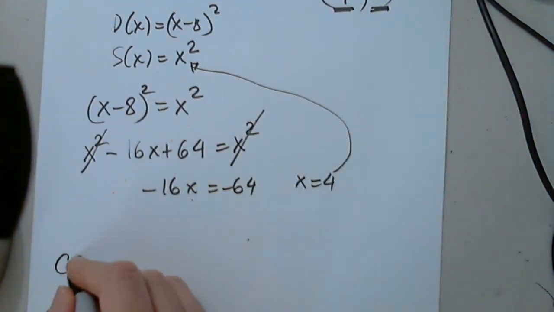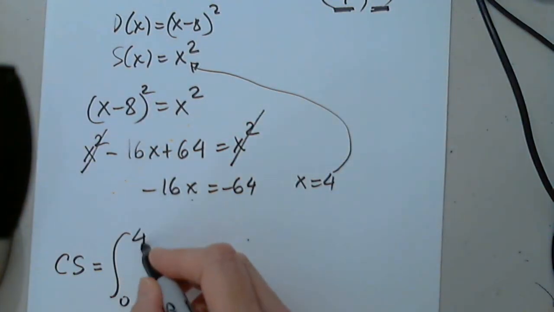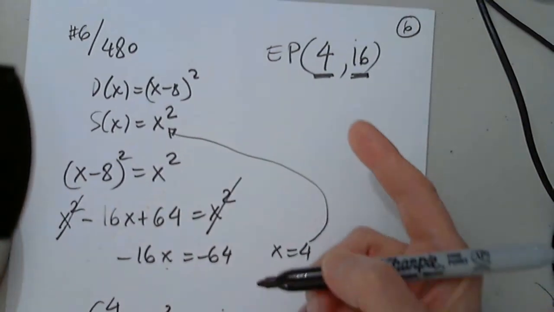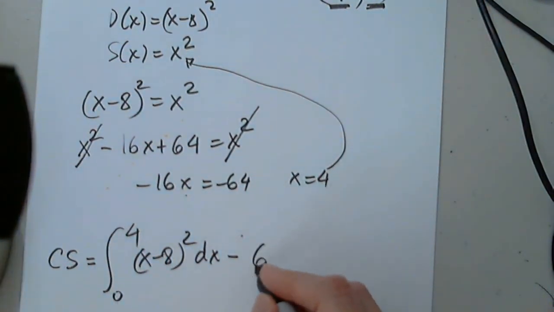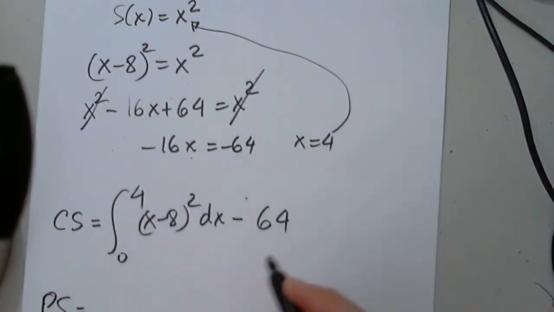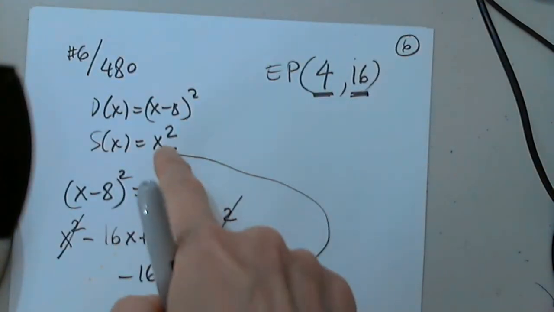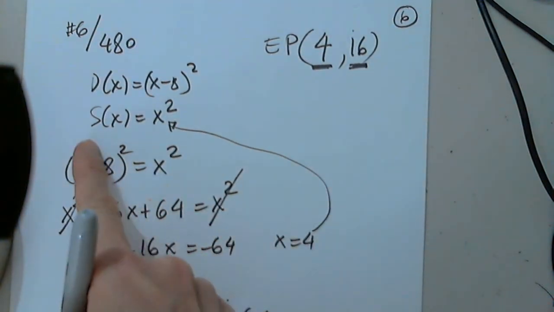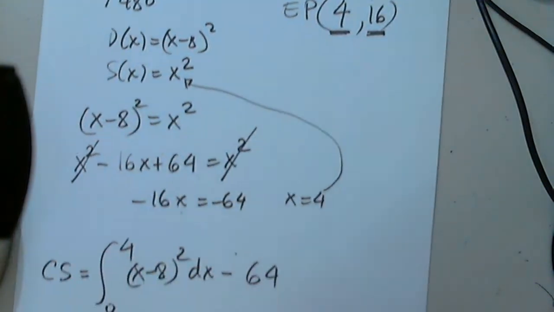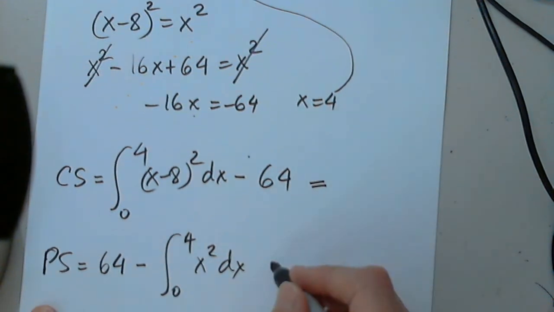So now the consumer surplus is the integral from 0 to 4 of d of x dx minus this product. The producer surplus is this product minus the integral from 0 to 4 from the supply function, x squared dx. The producer is with a supply, the consumer is with a demand. And that's it. I just have to determine this, and I have to determine this.